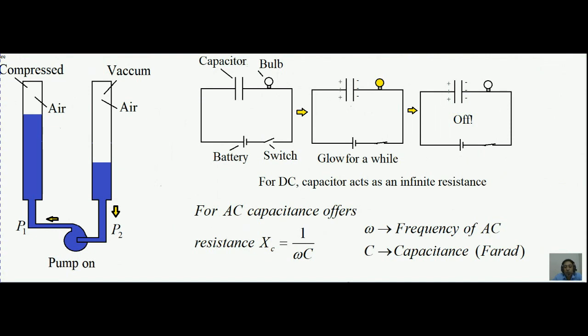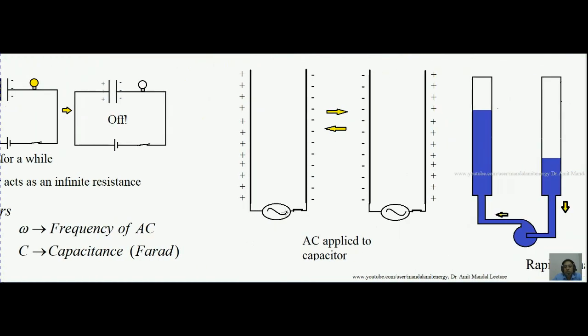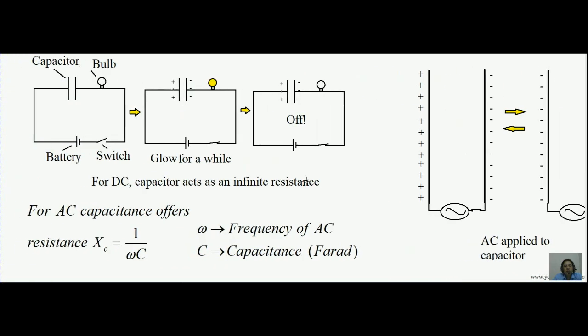However, for an AC source, what will happen? I have applied an AC current source on the plate. Sometimes the right-hand side is negative and the left is positive, and sometimes the right-hand side is positive and the left negative, because in an AC source the polarity changes rapidly with respect to time. So for AC, this capacitor acts as a low resistance or a conductor. However, for DC, it is acting as an infinite resistance.